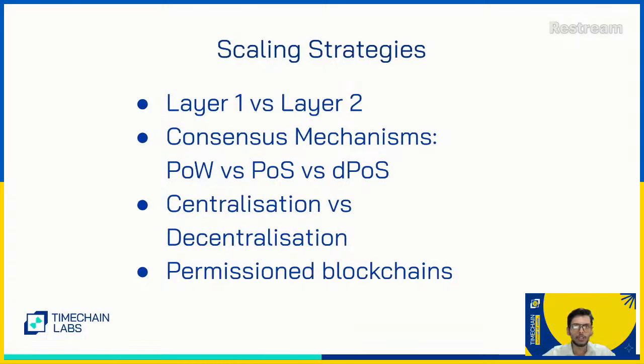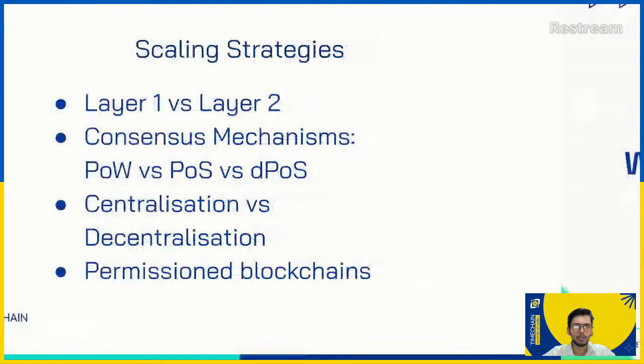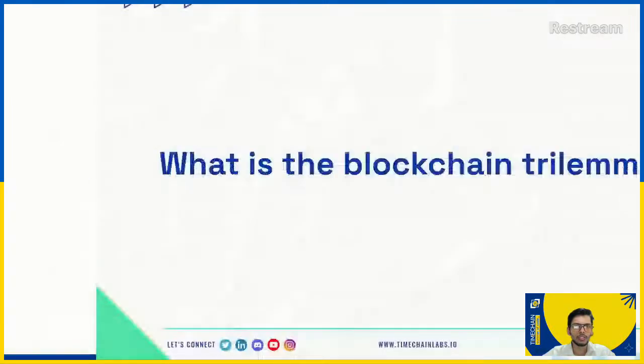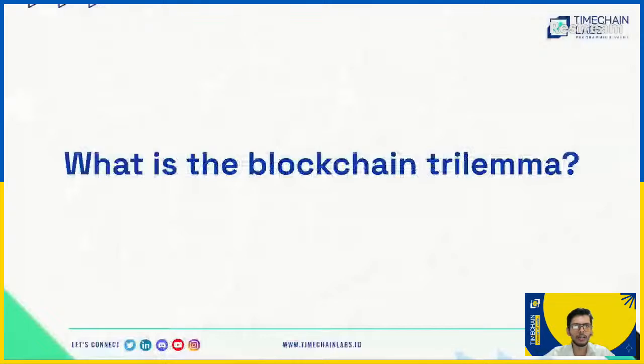So Bitcoin originally could do something that solves the blockchain trilemma. Anybody who knows what a blockchain trilemma is, please answer in the chat box. What is the blockchain trilemma?